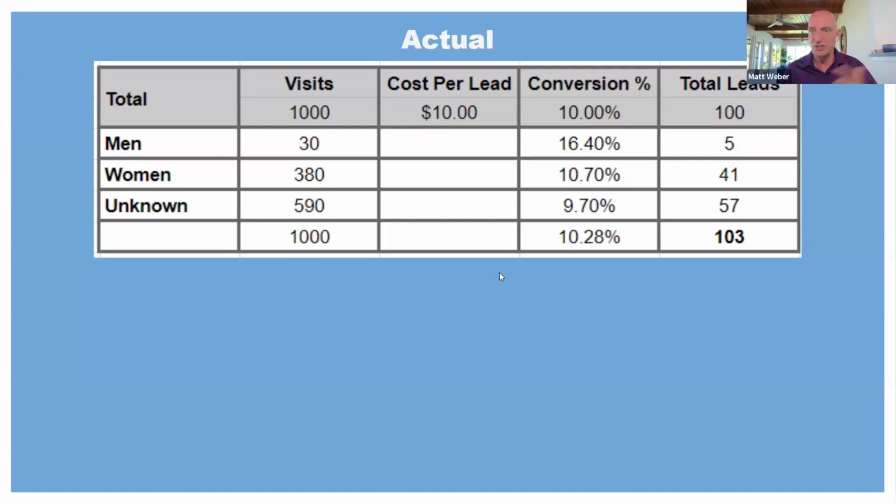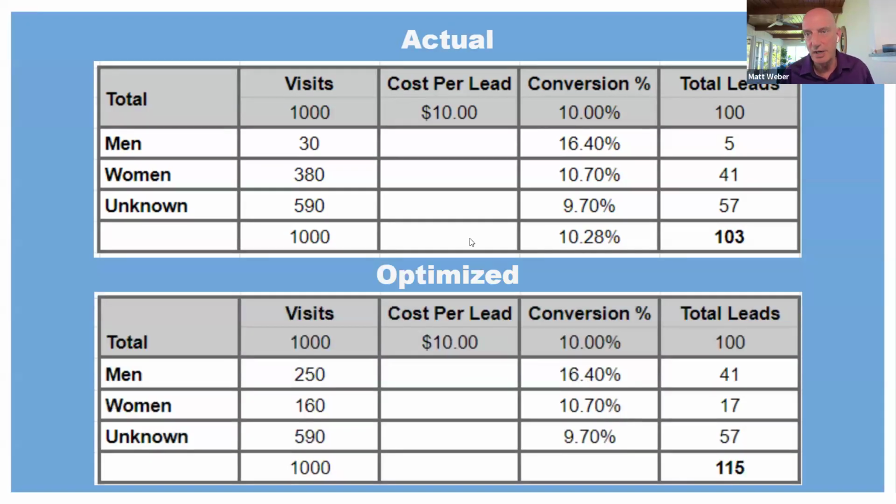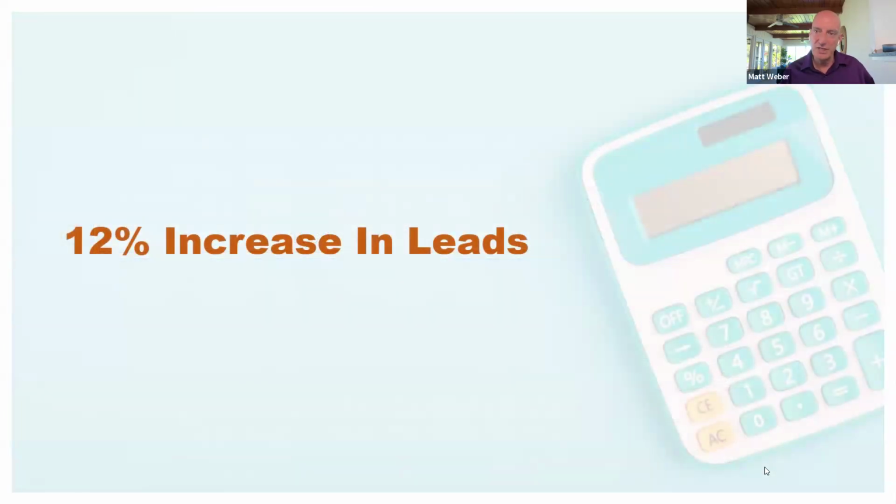And then we said, we're going to listen to our website. Our website's telling us that men are a little bit more responsive. So let's shift the money around. Let's see if we can get more male visitors at the expense of female visitors. And if we do that, we're still going to get our 1,000 visits. That's the same. But look what happens because of this higher conversion rate. Instead of getting 5 leads from men, I get 41. And sure, I got fewer leads from women, but look at my net at the bottom. Instead of getting 103 leads, I got 115. It's a 12% increase in leads.